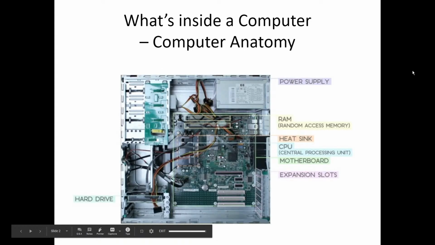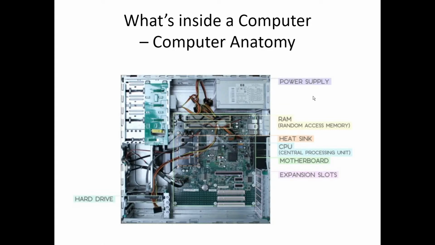Alright, here we have the computer anatomy. As we learned before, the anatomy consists of the CPU, the motherboard, the heatsink, along with the two memories: the RAM, which is the random access memory, and the hard drive, which we learned can be either HDD or SSD. We also have expansion slots. This is for your USB ports, anything else that you need for input and output for your computer. And finally, we have the power supply, because every single electronic unit needs some sort of power.